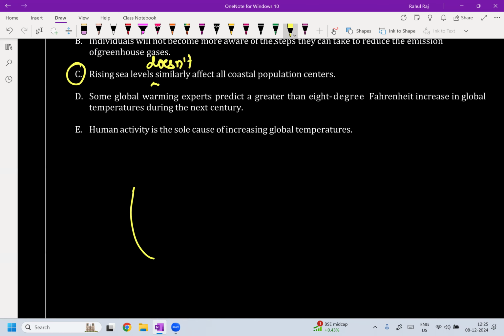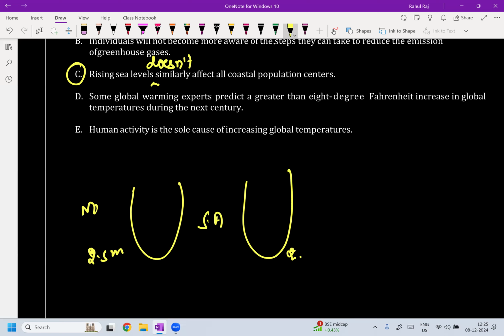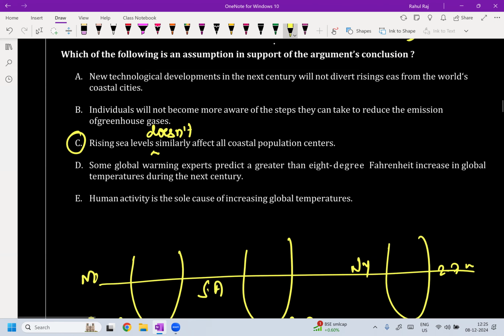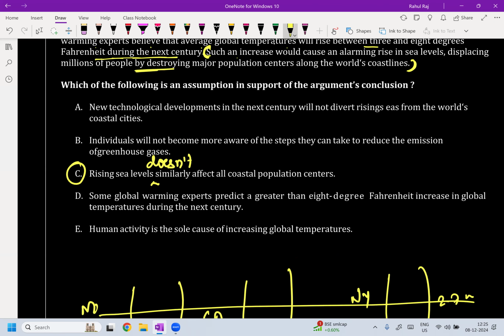Imagine Mumbai is at a height of 2.5 meters above the sea level. I don't know the exact units, I'm just imagining. South Africa is at a height of, let's say, 3 meters above the sea level. Let's say New York is at a height of 2.75 meters or 2.7 meters above the sea level. Let's say the sea level rose to 2.6 meters. Whether it is similarly affecting or dissimilarly affecting, it is still affecting, yes or no? Yes, it is still affecting, and people will still be displaced. So tell me how it is weakening my conclusion.